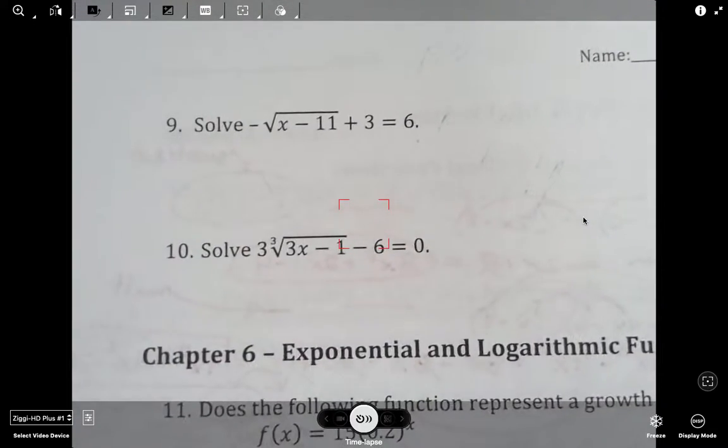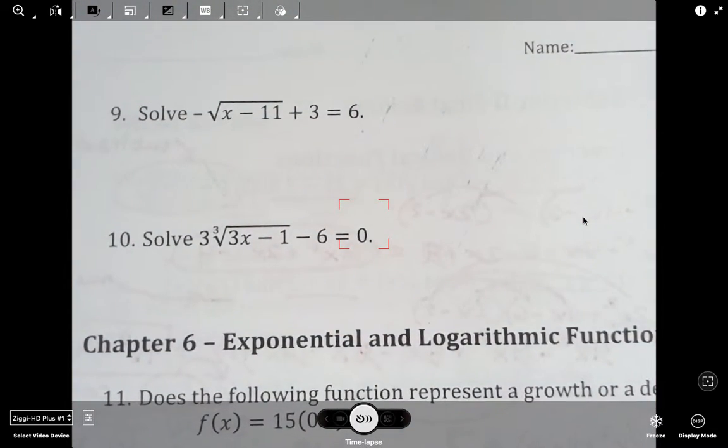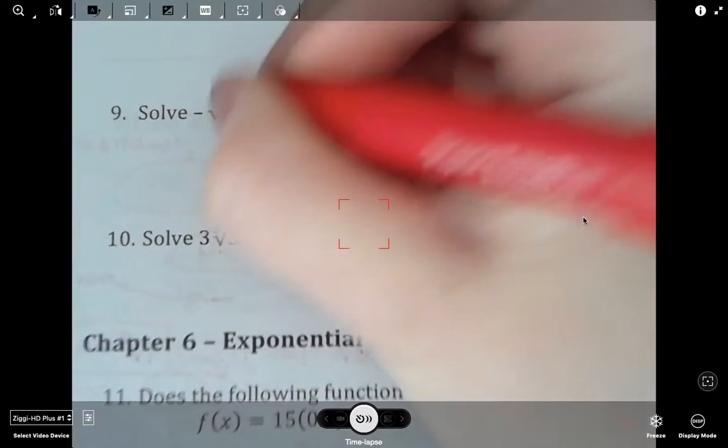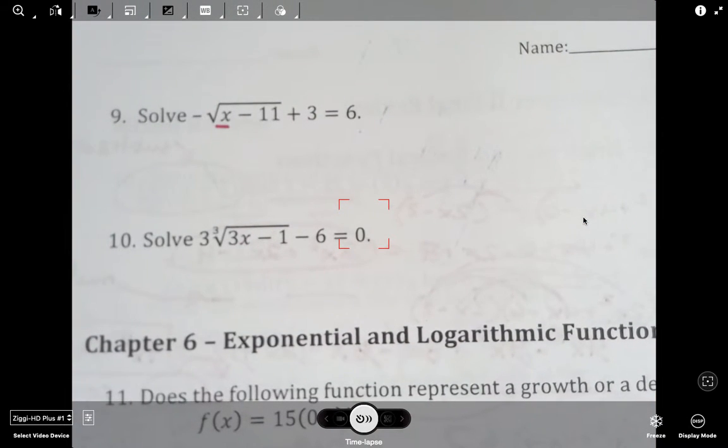Moving on. All right, number 9. 9 and 10 are square root, cubic root. They want us to solve this. What are we solving for on number 9? X. So we've got to move everything around so that the X is by itself, basically. That's all we have to do. What are you going to move first?